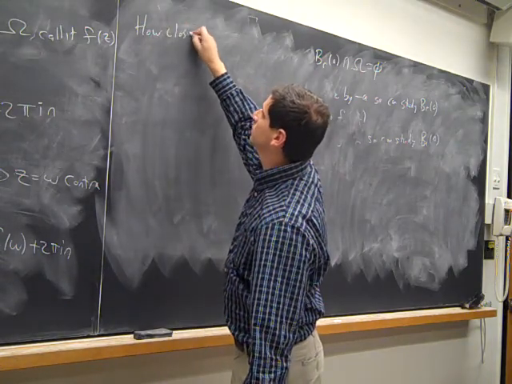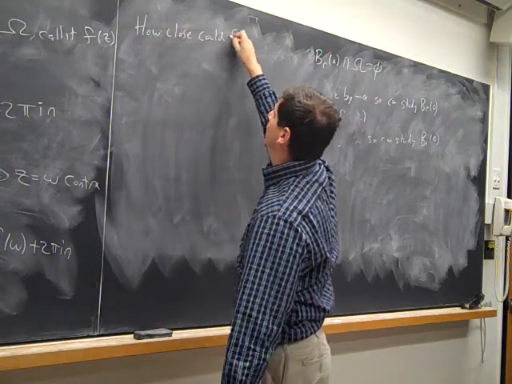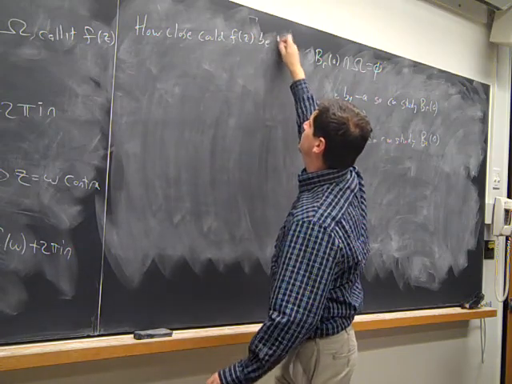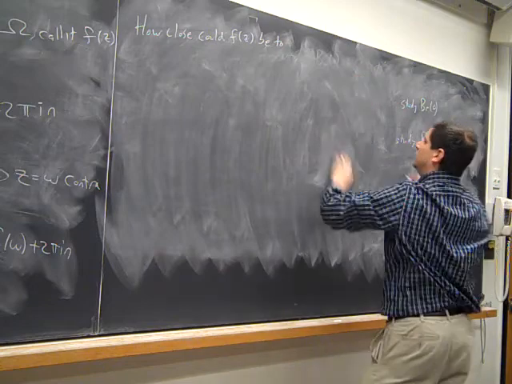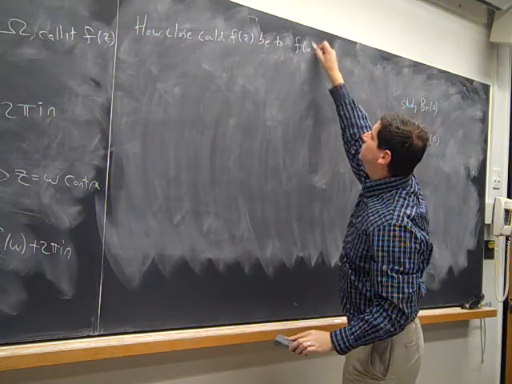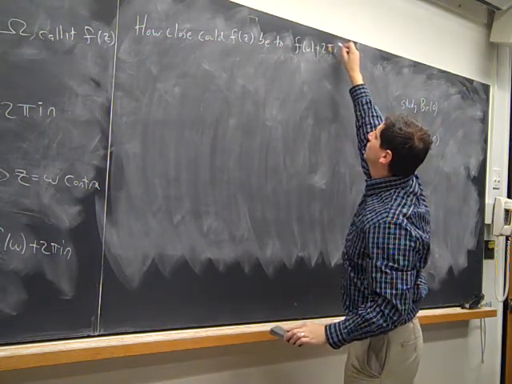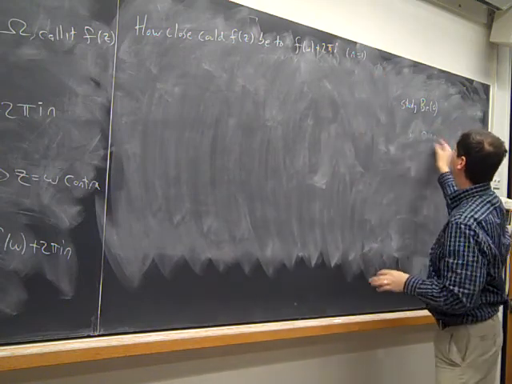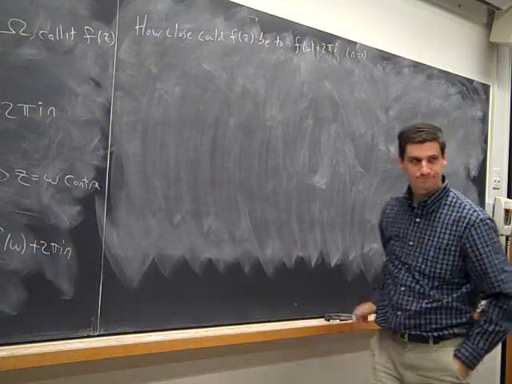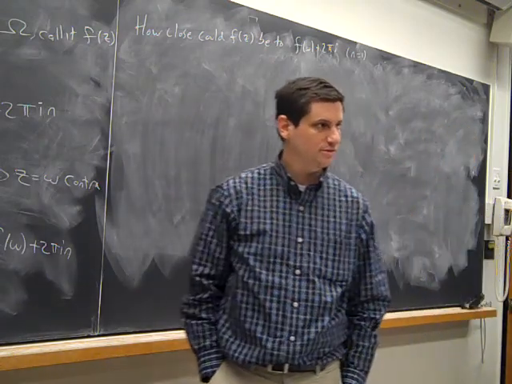So, how close could f of z be to f of w plus 2 pi i? We're just doing the n equals 1 case. Why don't I want to do n equals 0? That's the easiest case to look at.